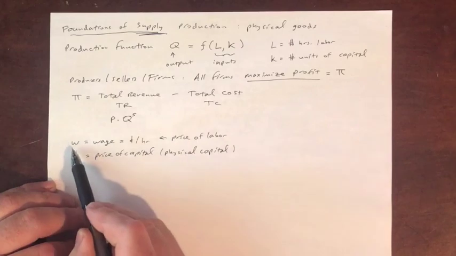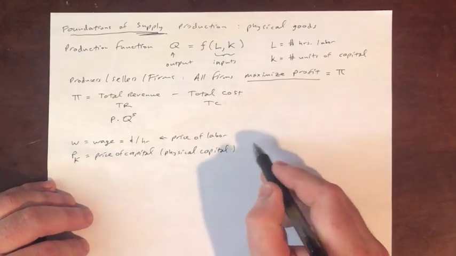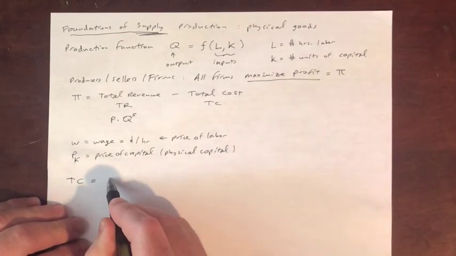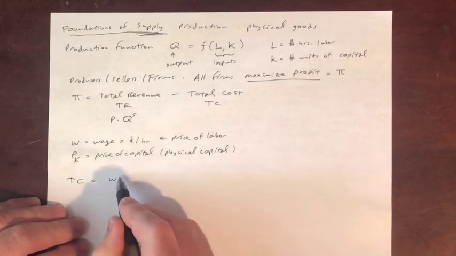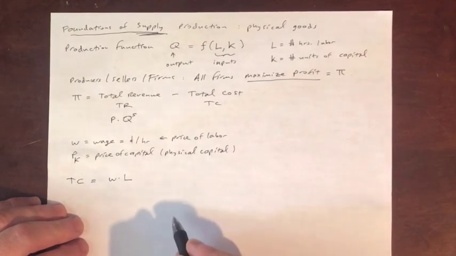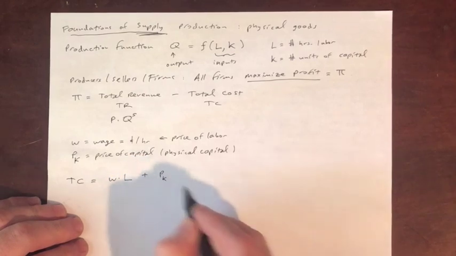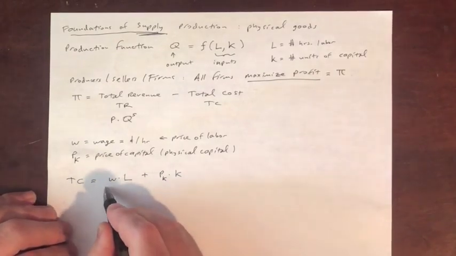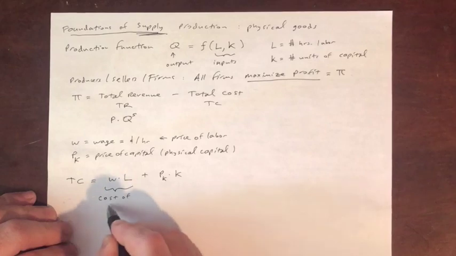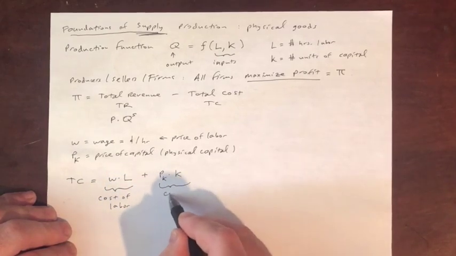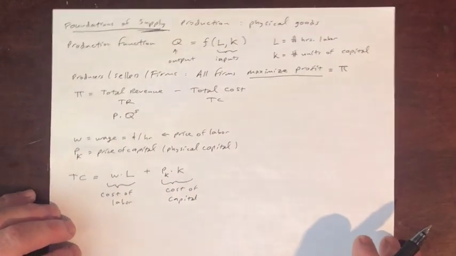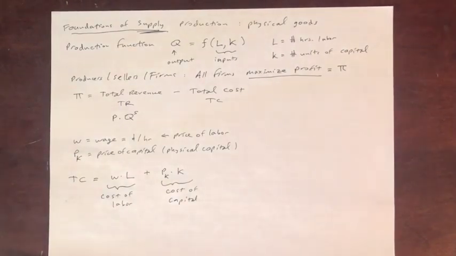So we've got the prices of each one of these things, and then we have the amount of each one of these things. So the total cost is going to be the price per unit of labor, a little w, times the number of units of labor, plus the price per unit of capital, PK, times the number of units of capital. Again, the first term represents the cost of the labor, and the second term represents the cost of the capital. So we've got total cost. We defined total revenue and total cost, and again, profit is the difference between those two.